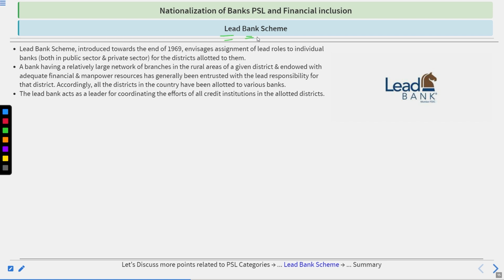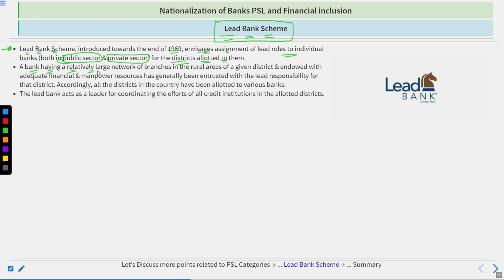After this, what is the LBS or Lead Bank Scheme? The Lead Bank Scheme, introduced towards the end of 1969, envisages the assignment of lead roles to the individual banks, both in the public sector as well as in the private sector, for the districts allotted to them. Like, they are required to lead the role as the individual banks, public sector and private sector, in the districts they get allotted.